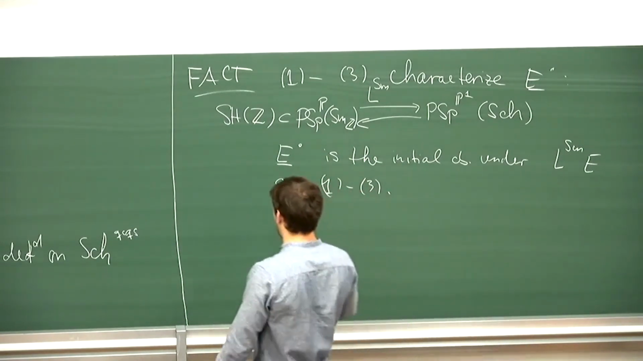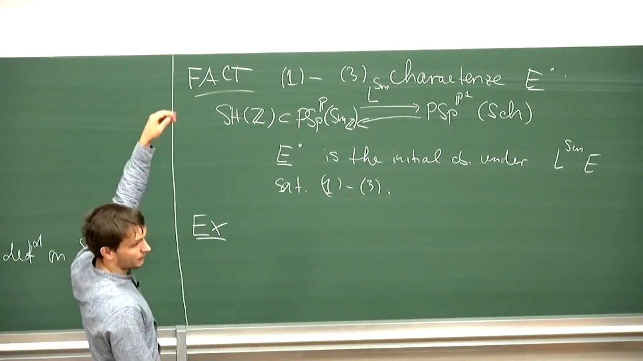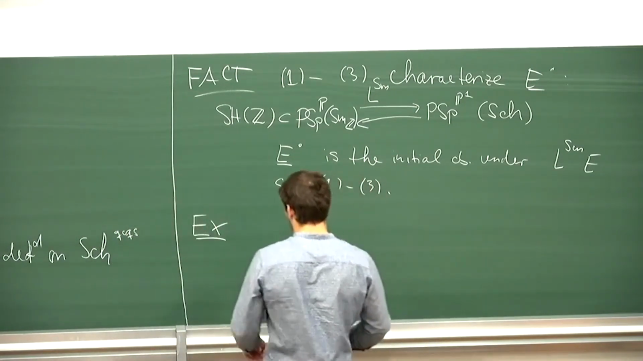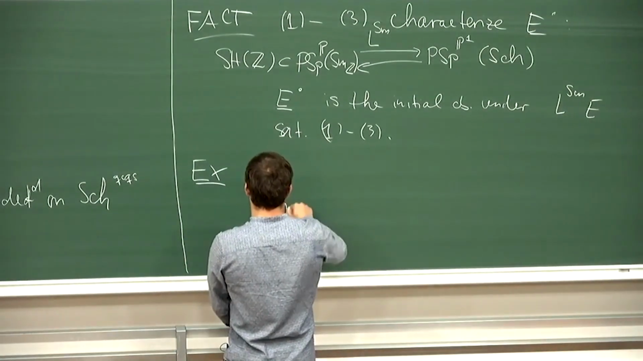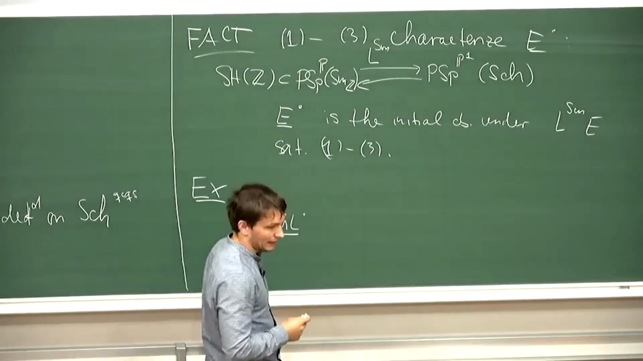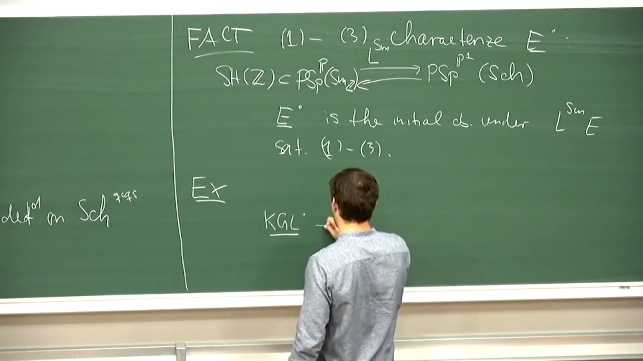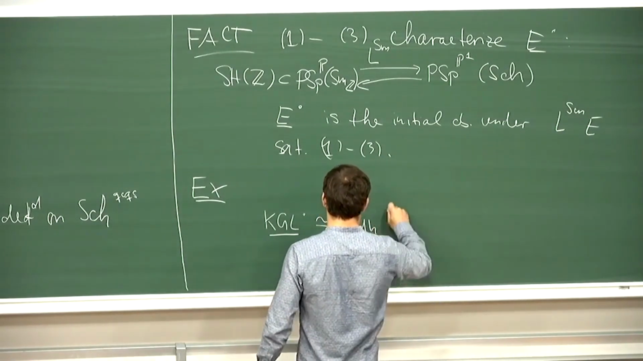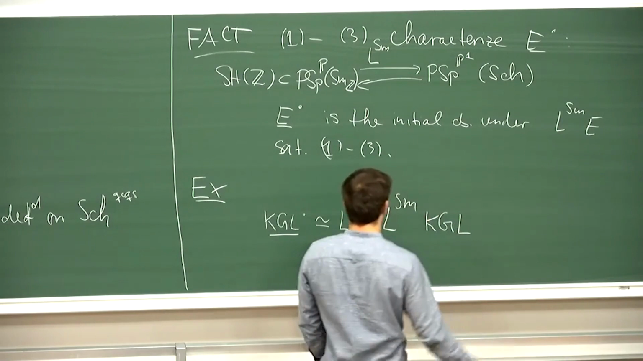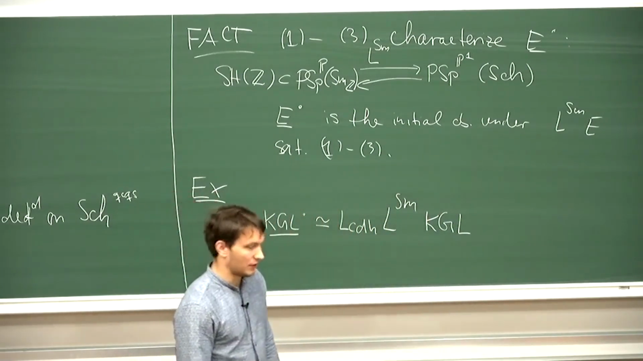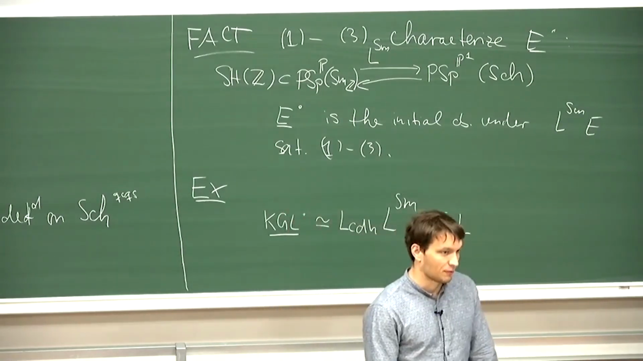So I want to have another example. So I want to discuss this KH again. Where is it here? Okay, so one has the following interesting formula, which is that this KGL underline bullet is actually the cdh sheafification of the left Kan extension. Okay, so it's given by this. So that's a very surprising formula to me, but apparently that's a true fact due to a number of people.